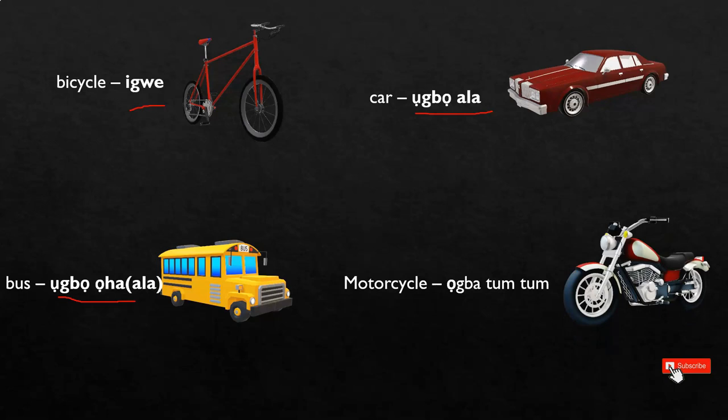Then here we have Ogbatumtum, which is a motorcycle. I know it sounds funny. You know, when a motorcycle is moving on the road, especially those that are not serviced properly, you hear tum tum tum tum. So that's why it's called Ogbatumtum, my guess.